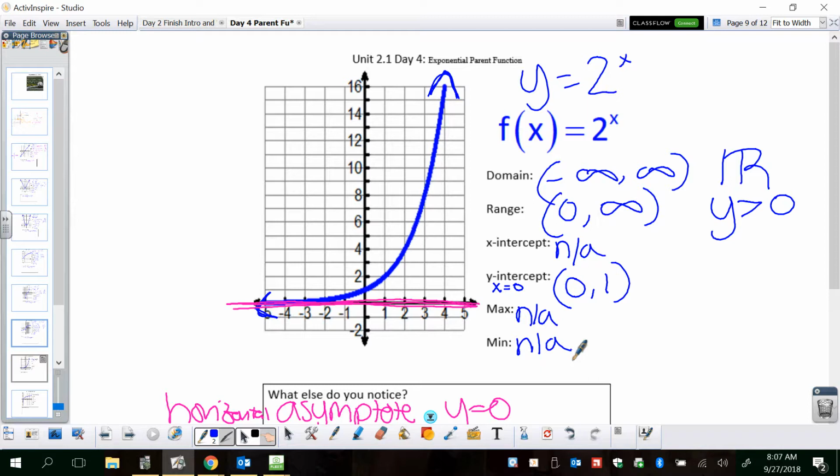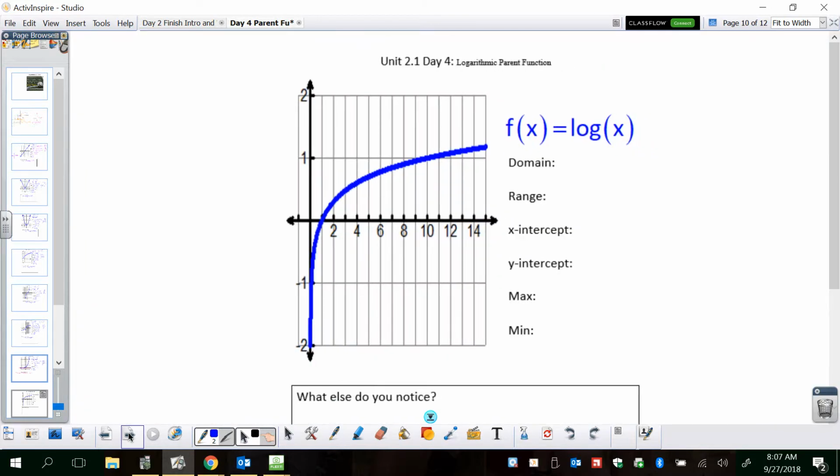So next one. This is a logarithmic parent function. Okay? Do you think this one has an asymptote? Well, does it ever go to the other side of this axis? Oh, yeah, it does. It has a vertical asymptote. And it's going to be where x equals 0, because it's right here. And that's where x equals 0, because it doesn't go side to side.